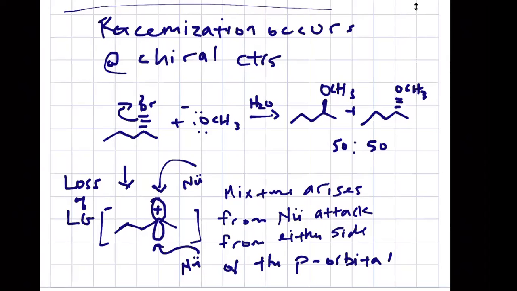Sometimes that's how you can tell what happened. If you don't know for sure whether it's SN2 or SN1, and you look at the products, if they're racemic, then you can say, okay, this had to go through SN1. And if they're inverted, then you can say, okay, this had to go through SN2.